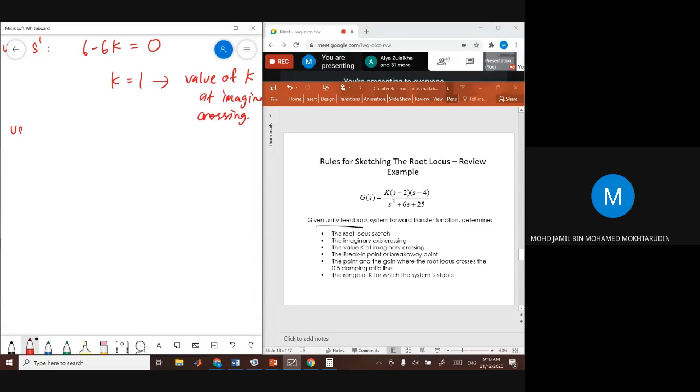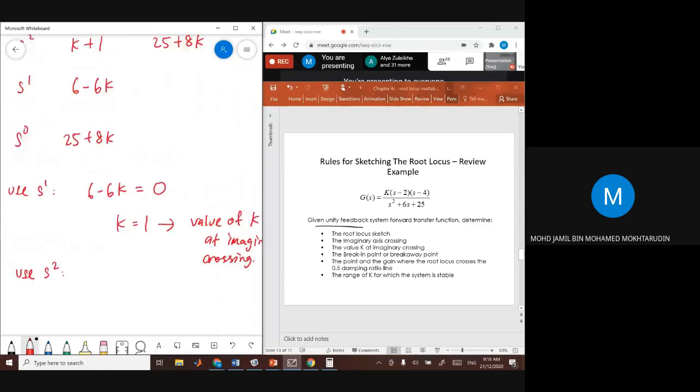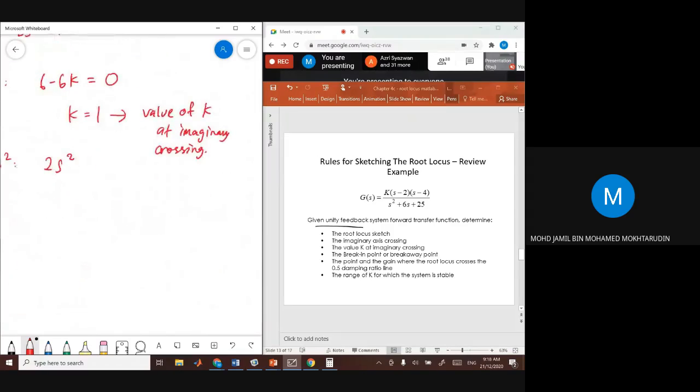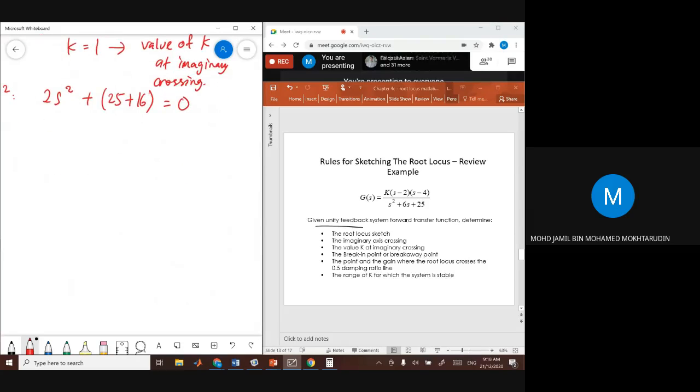And then use row S2. So K plus 1 to S squared plus okay, so this is the imaginary axis crossing.